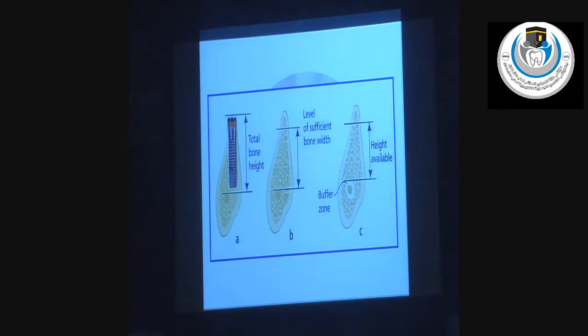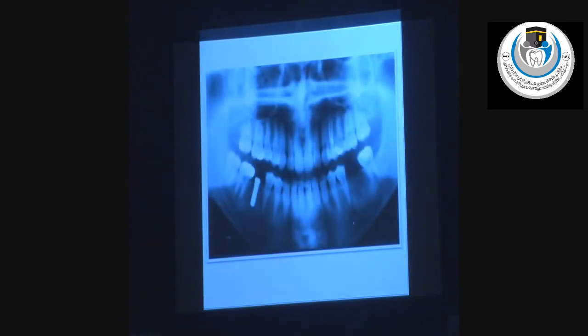And for the picture there, if we place the implant, the threads of the implant will be exposed at the coronal surface. And we need to measure what is called the buffer zone around the dental implant. So we need to know the exact height available to place the accurate size and length of the implant. So for example, this is the case. We place the implant, and we have a buffer zone from the inferior alveolar nerve.